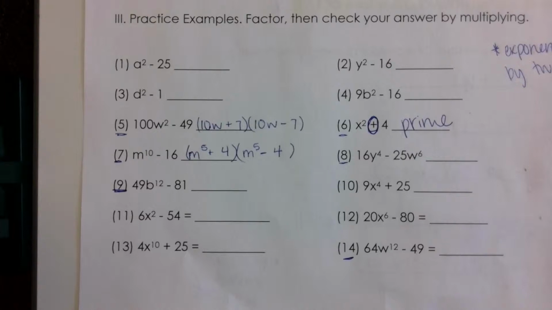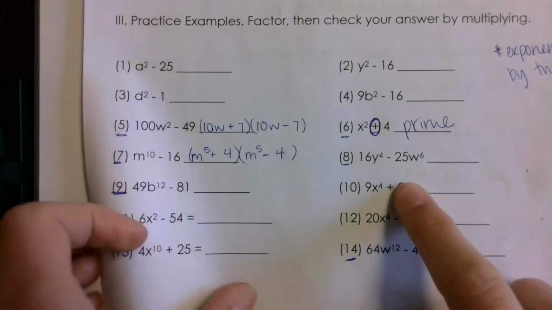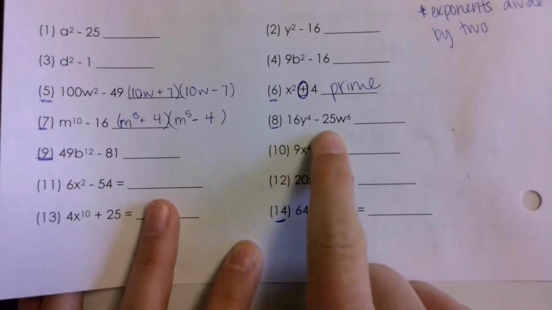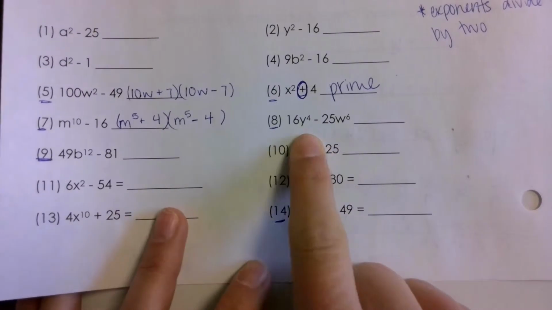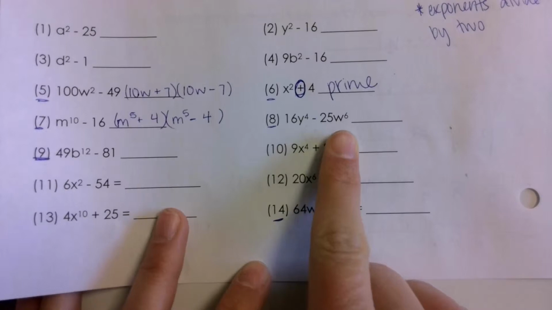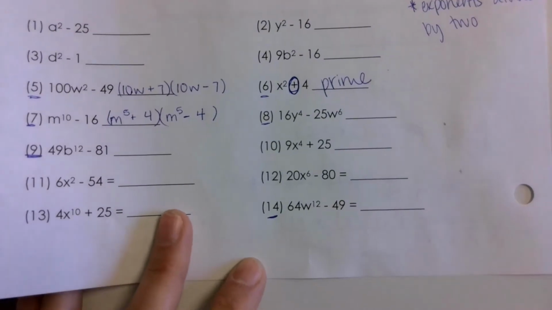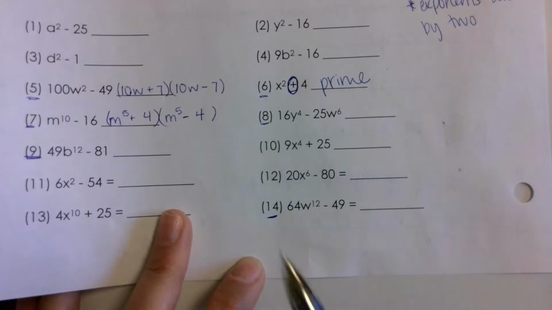So number 8 is going to be basically the same thing. What do you always check for first when you're factoring anything ever? GCF. So between 16 and 25, is there something we could divide both of those by? What about variables? Do they have the same variable? Nope, so there's nothing we could do there as far as the GCF is concerned. So let's try difference of squares. Are they subtracting? Yeah. Is 16 a perfect square?